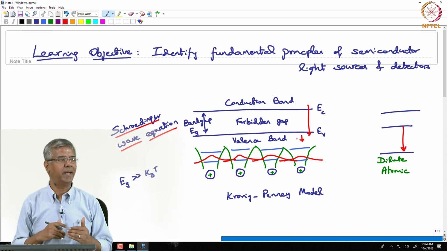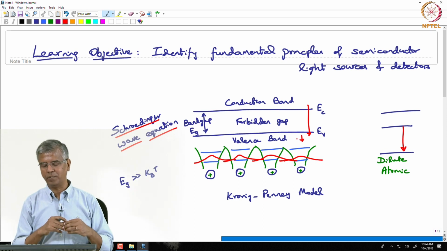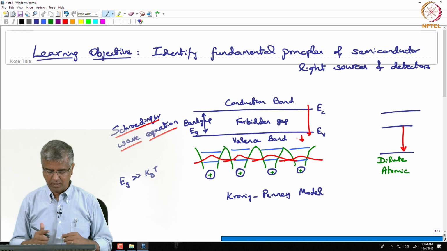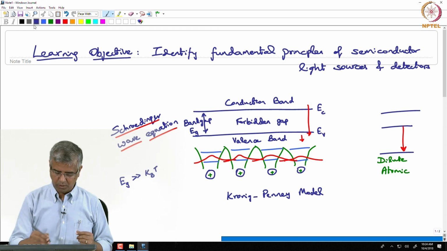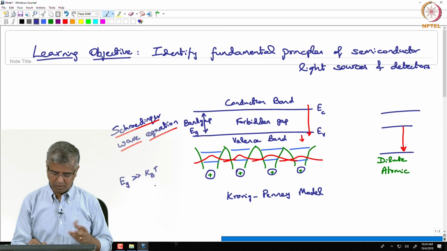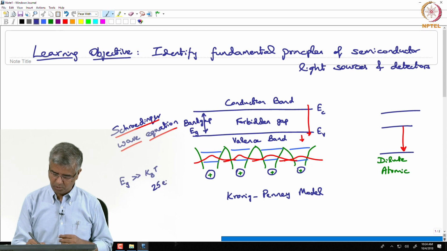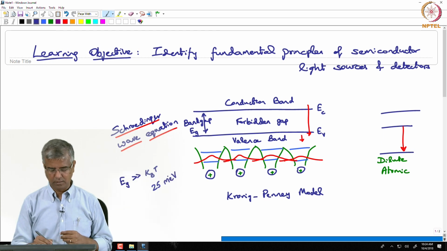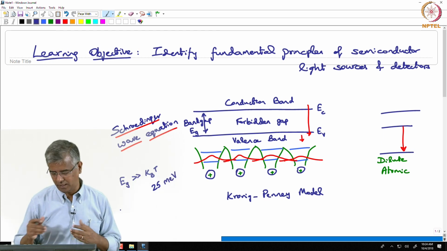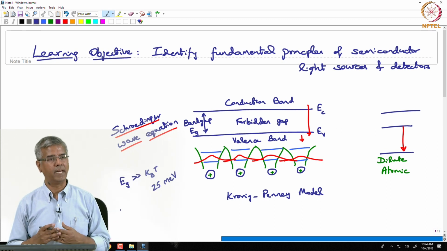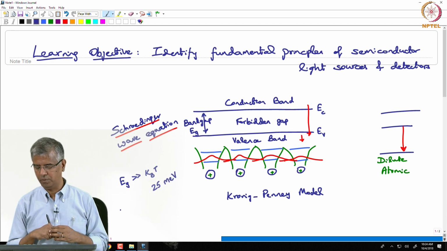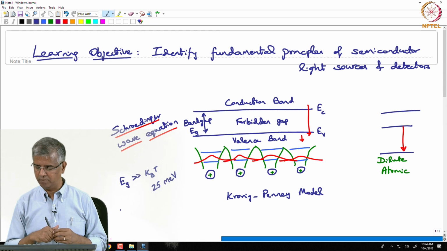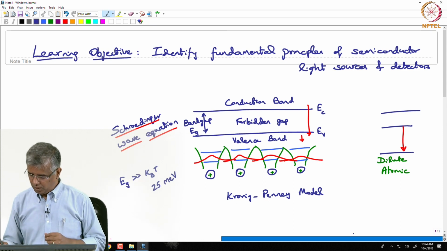But if you have a band gap with an energy of 1 eV, the thermal energy at room temperature corresponds to about 25 milli electron volt, right. So if the band gap energy is 1 eV, then you are more likely to have radiative transitions when we consider jumping between the conduction band and valence band. Okay.